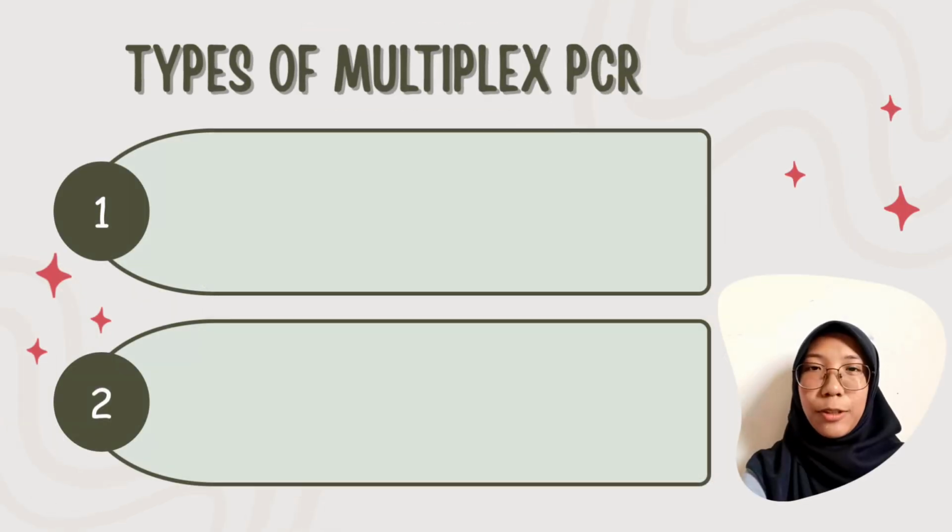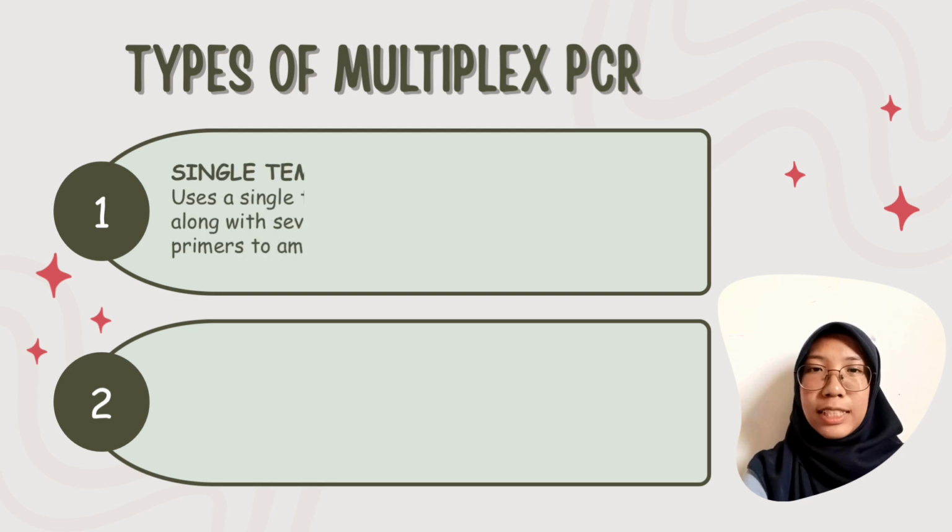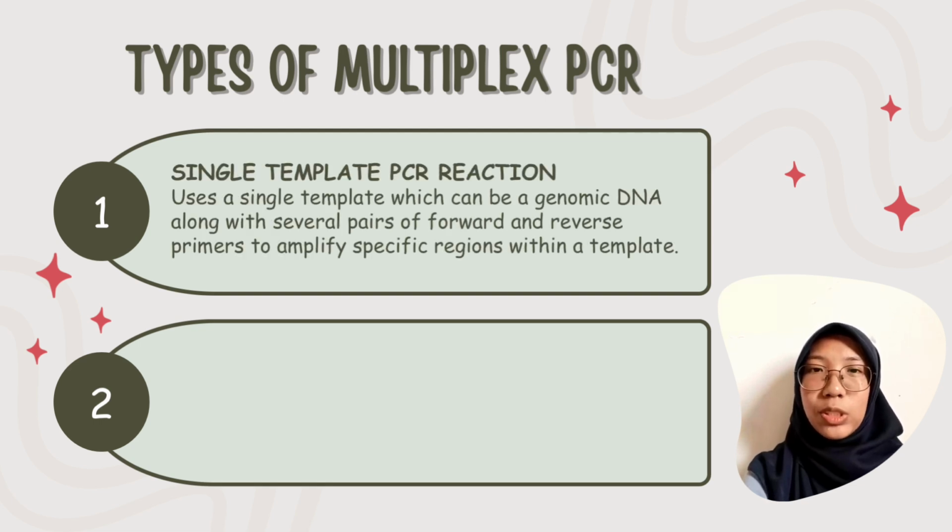There are two types of multiplex PCR. First is single template PCR reaction, where it uses a single template, which can be a genomic DNA, along with several pairs of forward and reverse primers to amplify specific regions within a template.